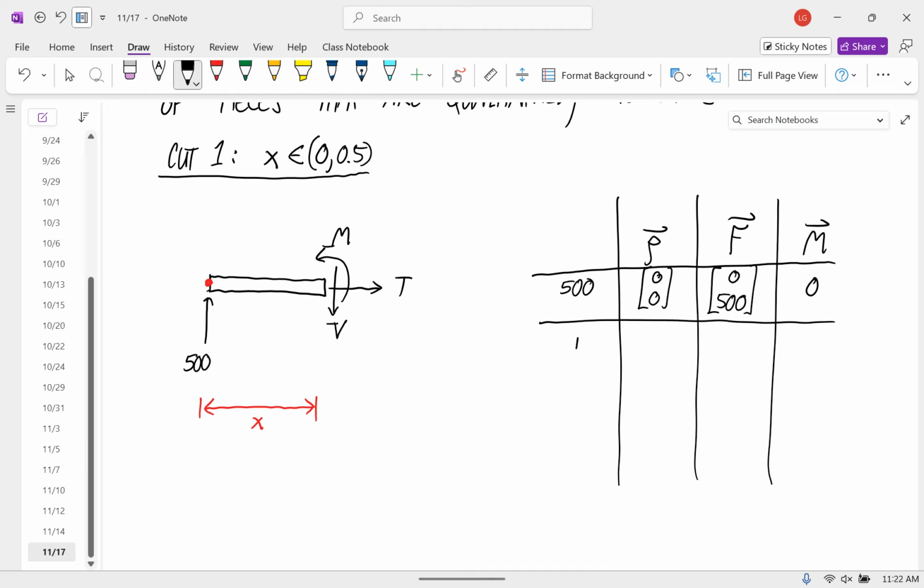Then I'll do the force T. That row vector, okay, so where is that force T acting? This distance horizontally is x. So if you wanted to represent that row vector in components, it would be x, 0.